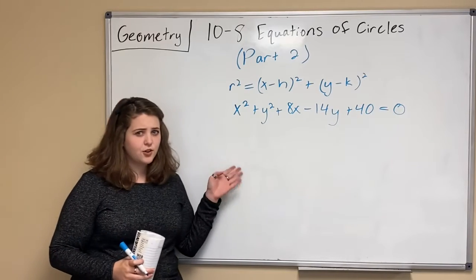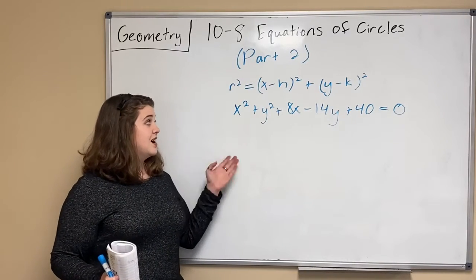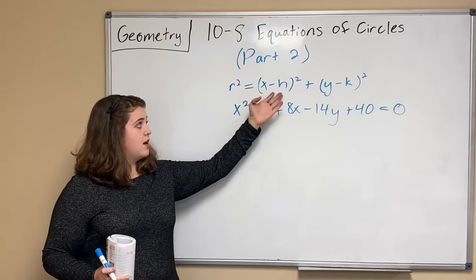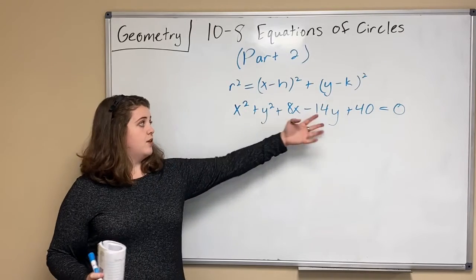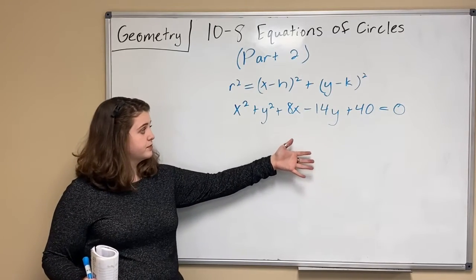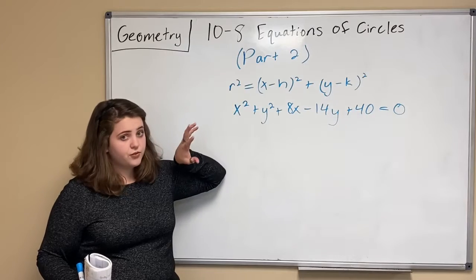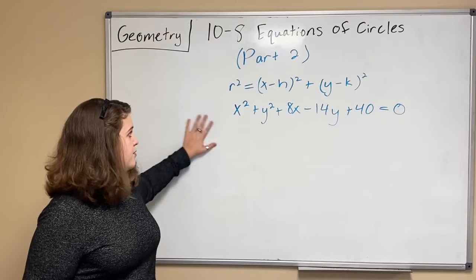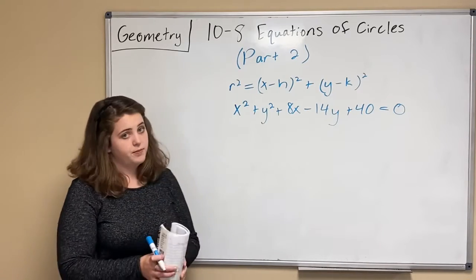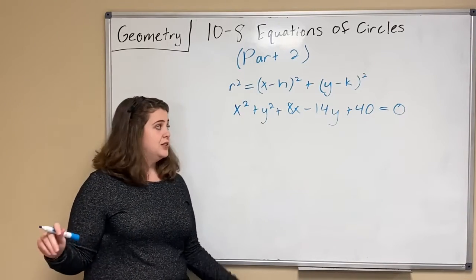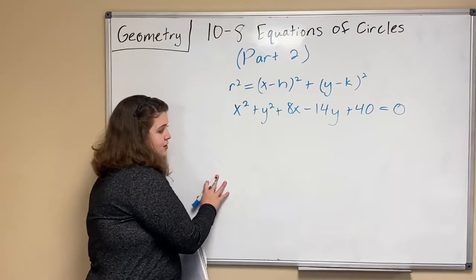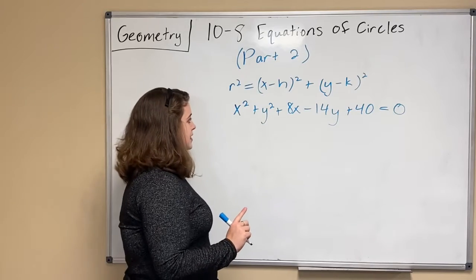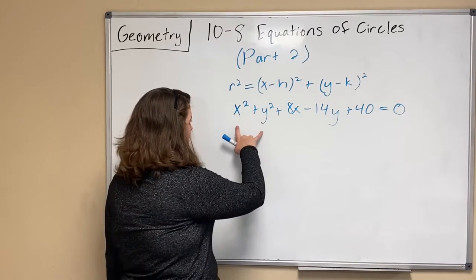The first thing you should notice about this equation is that it's not written in standard form for a circle, because we don't have our x minus h squared or y minus k squared. So the very first step of graphing a circle is to get our equation into our standard form. To do this, we're going to have to remember all the way back to Algebra 1 and factoring. And we're going to complete the square of our x's and y's.